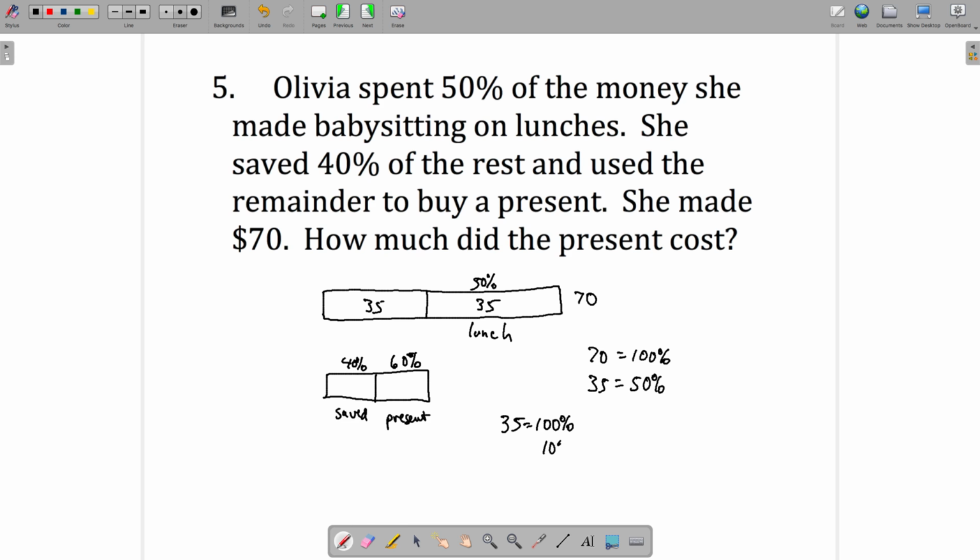So 10% would be 3.5, and 60% would be 6 times that. So 3.5 times 6, and 1 decimal place there. So that would be $21. Oops, $21. So that's how much she spent on the present.